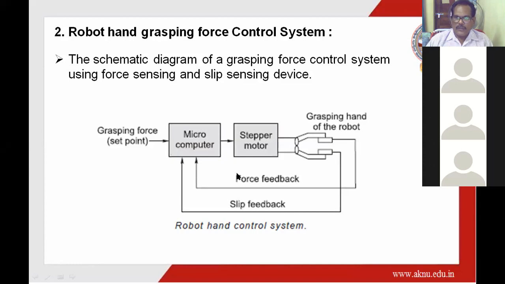So this is a force feedback, and this is a slip feedback. One detects how much force there is between the hands or between the fingers, and the other is the slipping feedback. Slip feedback means it is either weak or strong. So this is nothing but a robot hand grasping control system.